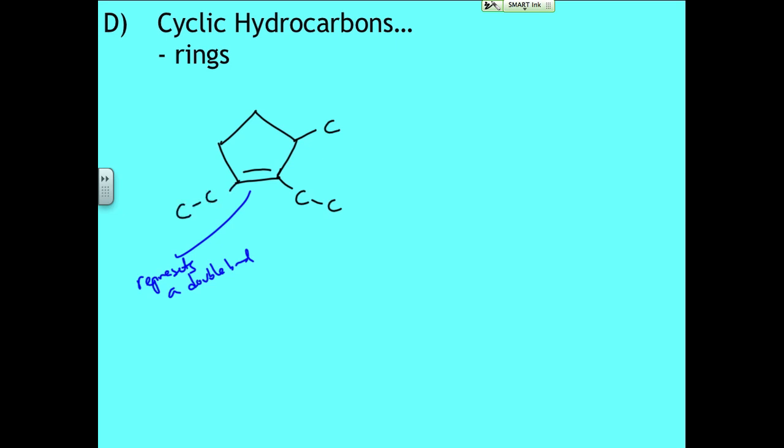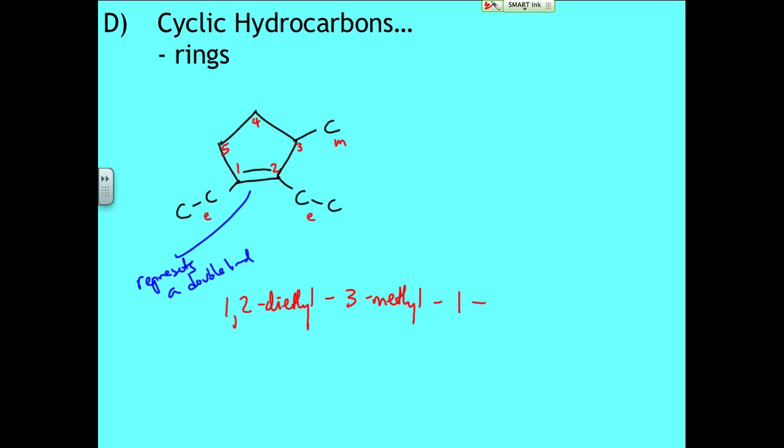Again, you're going to want to number them so that you go through the double bond first, just like you do in alkenes. Also, because you can go in a ring in either direction, clockwise or counterclockwise, you want to number it so it goes through the double bond first, and the branches are off the lowest number. So I would go 1, 2, 3, 4, and 5. These are ethyls. This is a methyl. Alphabetical, ethyls come first. 1, 2-diethyl, 3-methyl.